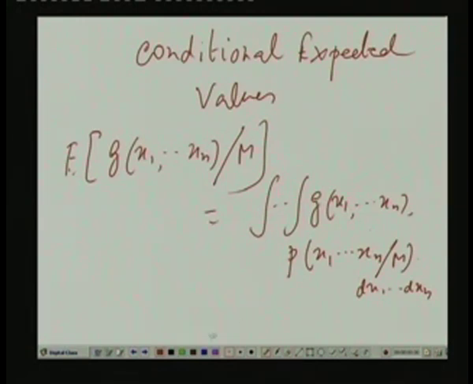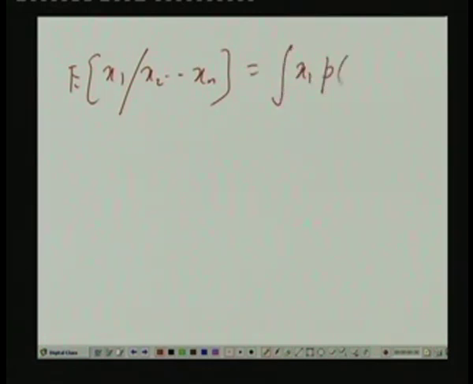But as a special case, we can now consider g to be x1 itself. So, the expected value of x1 given x2 to xn. Obviously, that will be the integral, with respect to x1, of x1 multiplied by this conditional density of x1 subject to x2 to xn.